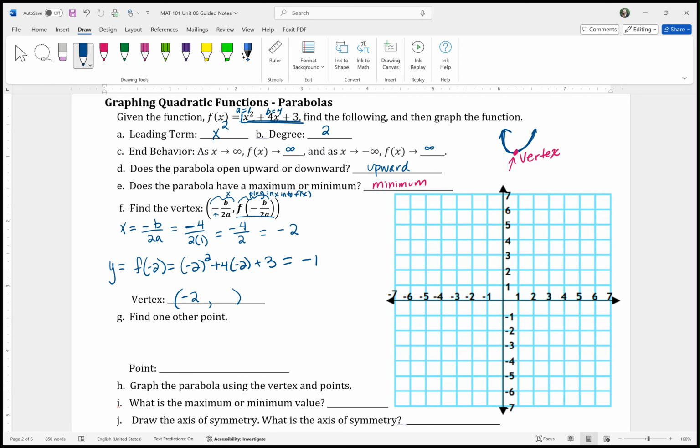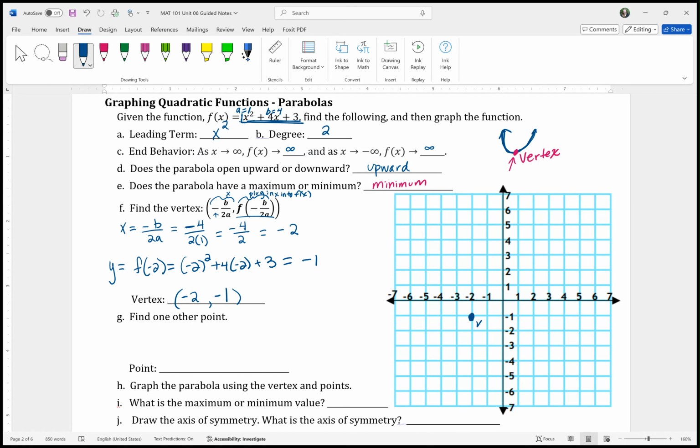Okay, so that means that our y value is negative 1. Let's go ahead and plot this vertex. So we've now found this bottom point, negative 2, negative 1. Let's plot this. Negative 2, negative 1. It's going to be right there. Okay, so that's our vertex.